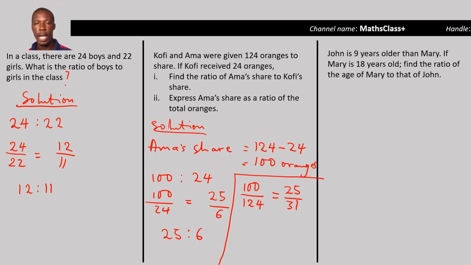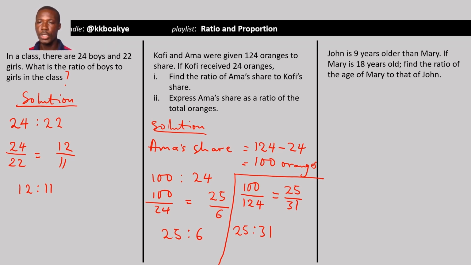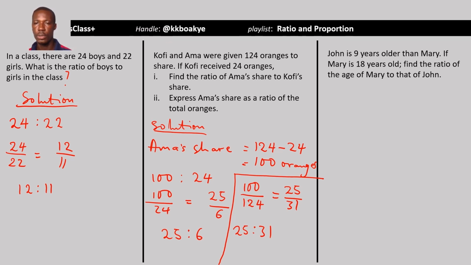That means the ratio of Ama's share to the total number of oranges is 25 is to 31. And that's our answer. The last question. John is 9 years older than Mary. If Mary is 18 years old, find the ratio of the age of Mary to that of John.